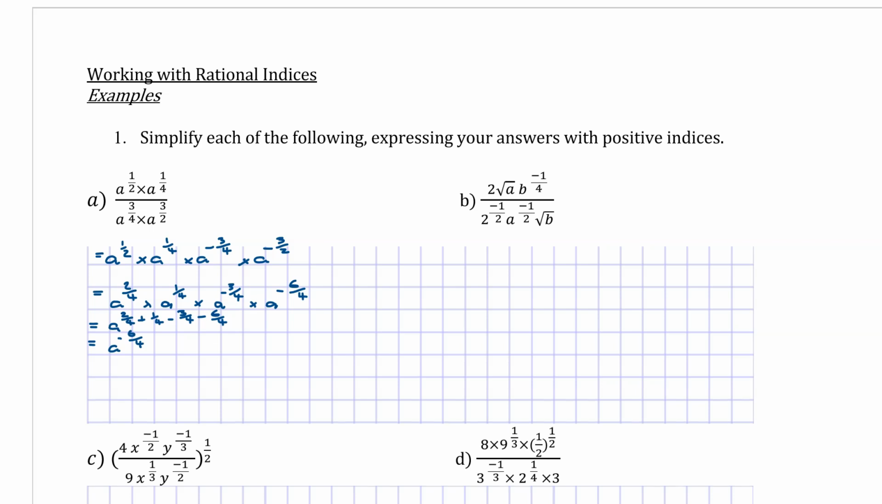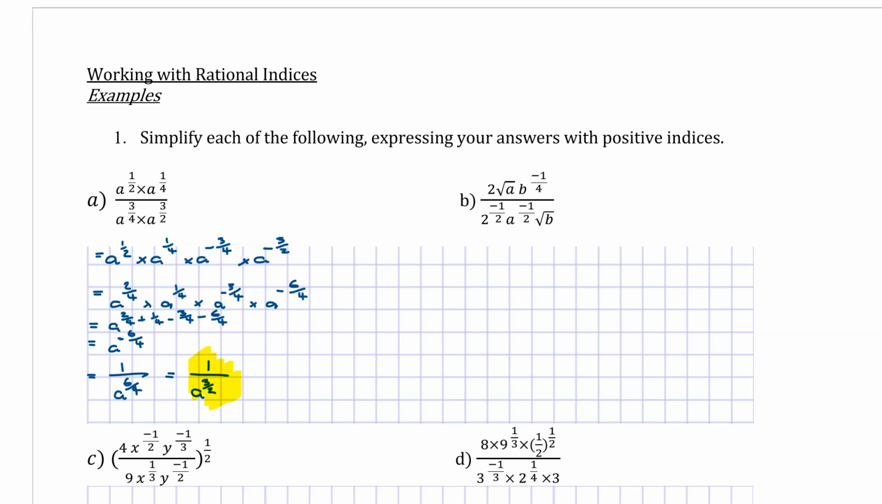Now we could call it a day and say that's our answer, but remember the question's asking us to express your answers with positive indices. And notice we've got a negative indice here, so we have to express it using our index laws. So we have to go 1 over, because it's a negative, a to the power of 6/4, and then we can go one better, and we can simplify this power and go 1 over a to the power of 3/2. And there would be our final solution right here. 1 over the square root of a raised to the power of 3.